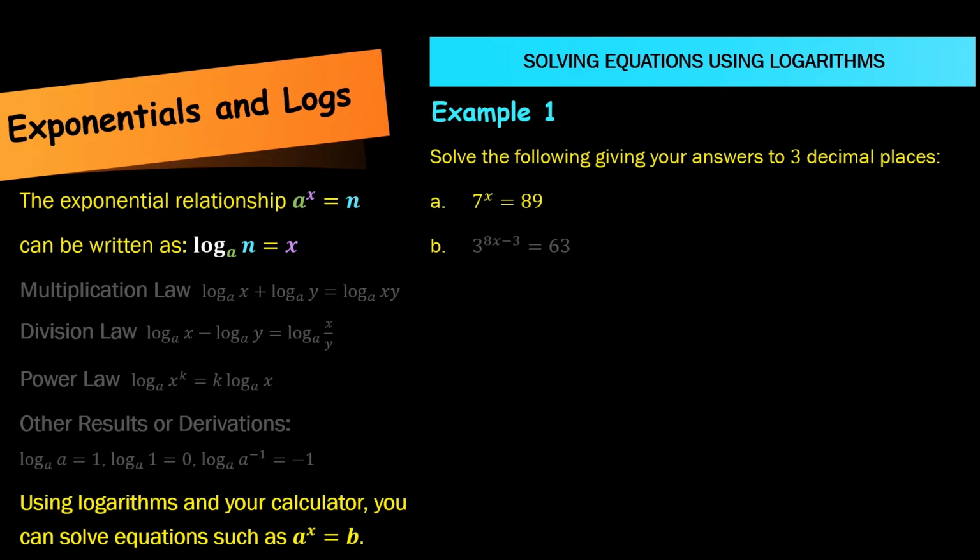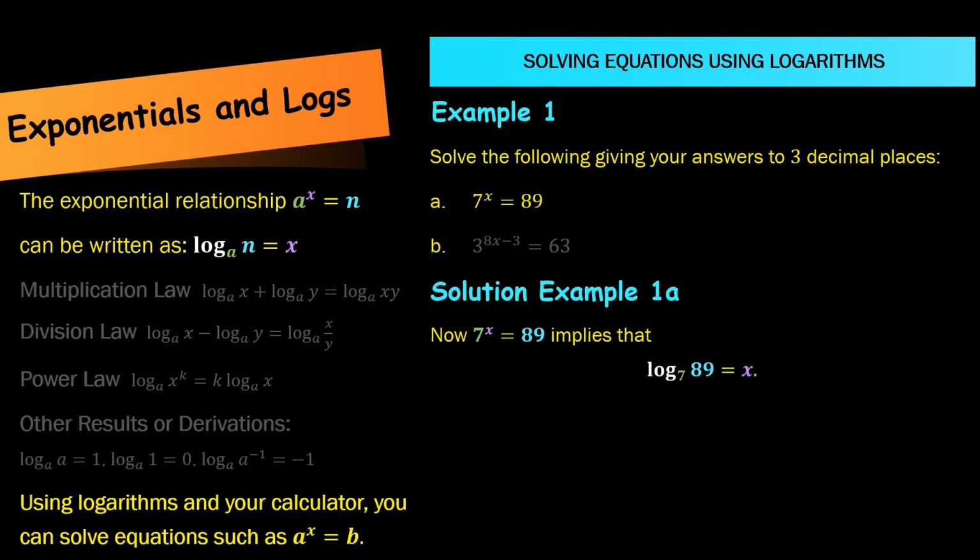Let's now solve example 1a. We are required to solve 7 to the power x equals 89 and give our answer to 3 decimal places. So let's solve this. Now 7 to the power x equals 89. And from the colour codes we'll easily be able to see that a equals 7, x is of course as it is, and n is equal to 89. And this will imply that log 89 base 7 equals x.